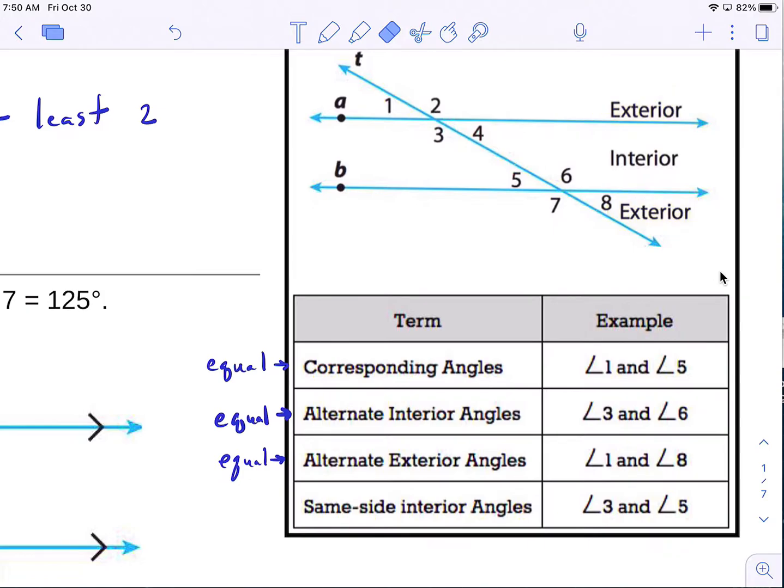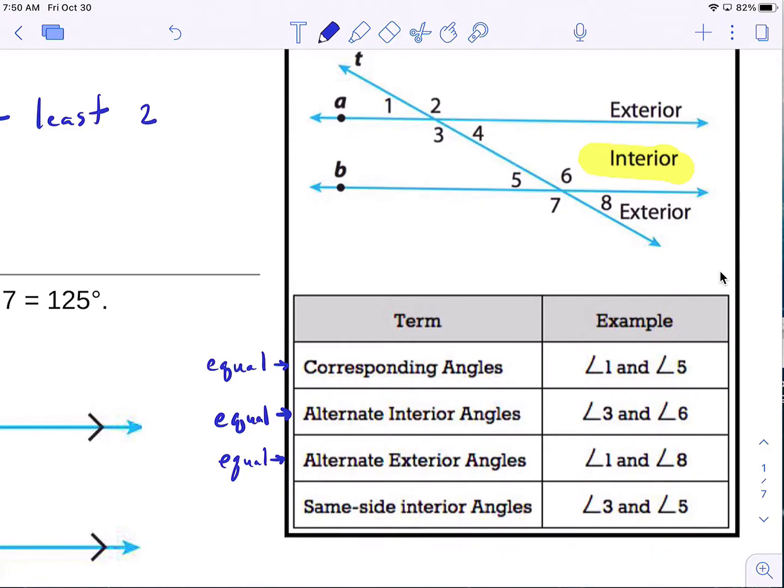All right, last one. Same side interior angles. So again, interior, and then on the same side. So if we look at that, angles 3 and 5 are same side interior angles. The other pair of same side interior angles would be 4 and 6.